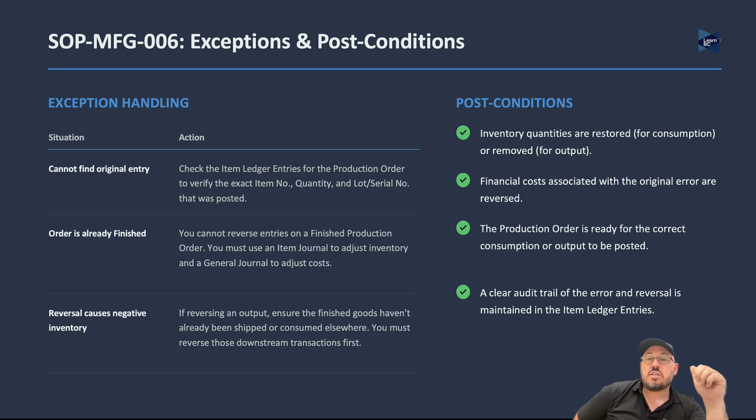The post conditions: inventory quantities are restored for consumption or removed for output. Financial costs associated with the original error are reversed. The production order is ready for the correct consumption or output to be posted, and a clear audit trail of the reversal is maintained. Let's now take a look at Business Central.